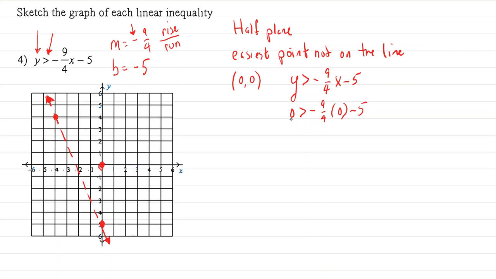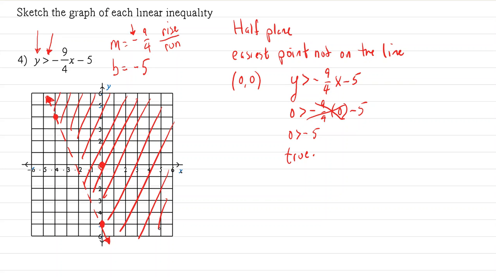And now we just do our math. Nothing happens on the left side, you still get 0. And on the right side, this goes to 0, so you end up with negative 5. And obviously, this is a true statement. Since it's true everywhere on this side, we shade this side of the graph. And now we have the half plane of all our solutions for this particular inequality.